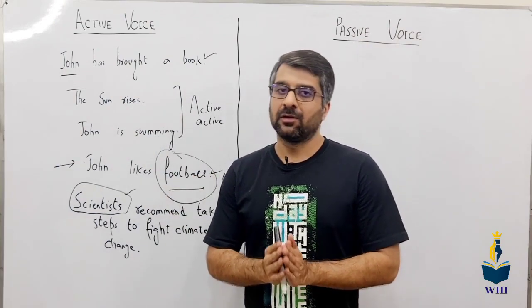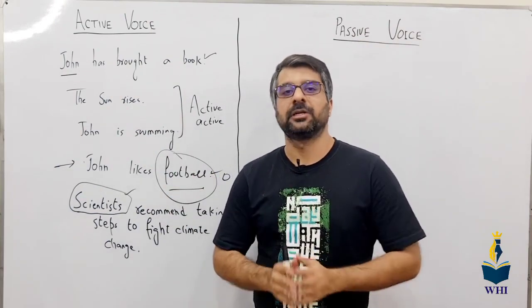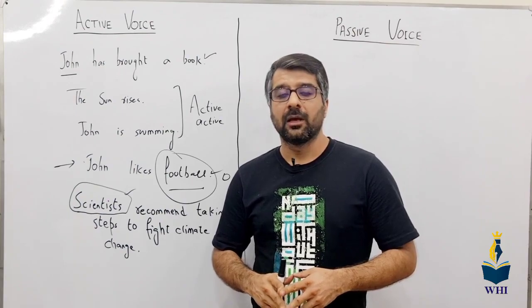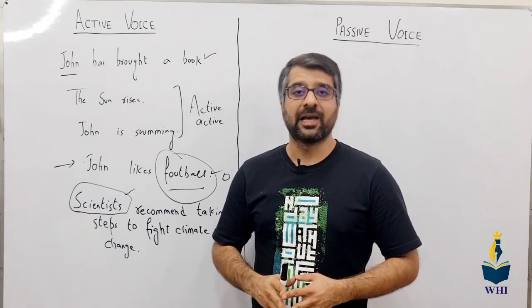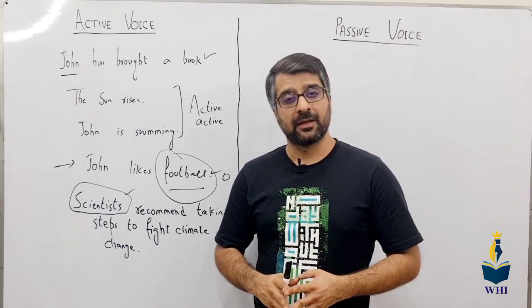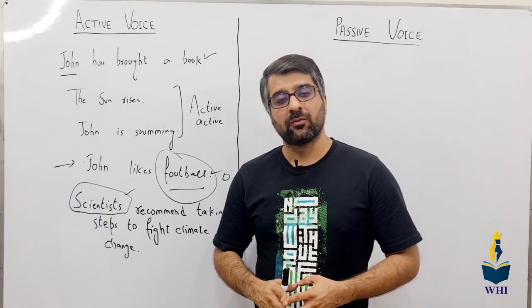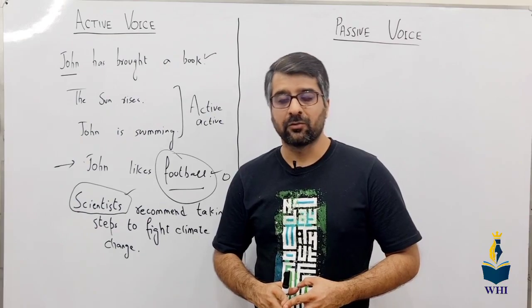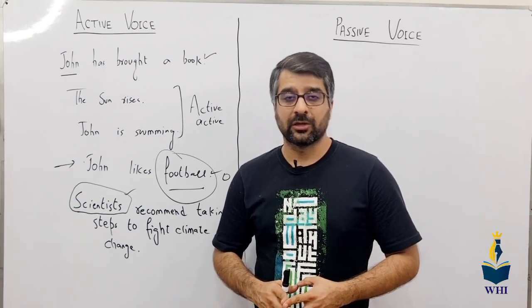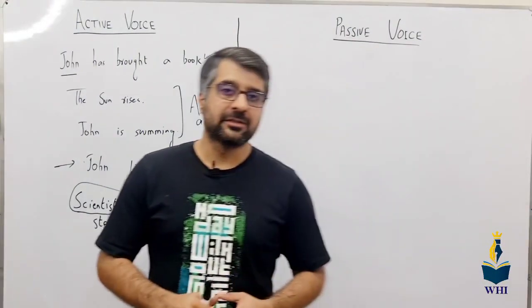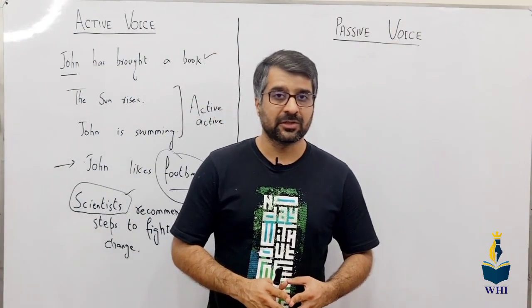We use active voice when we want to highlight the subject or the agent. We use active voice when we don't have an object in a sentence. And we use active voice when we want to show the authority or we want to put emphasis on the point of view. So now let's discuss few examples of passive voice construction.